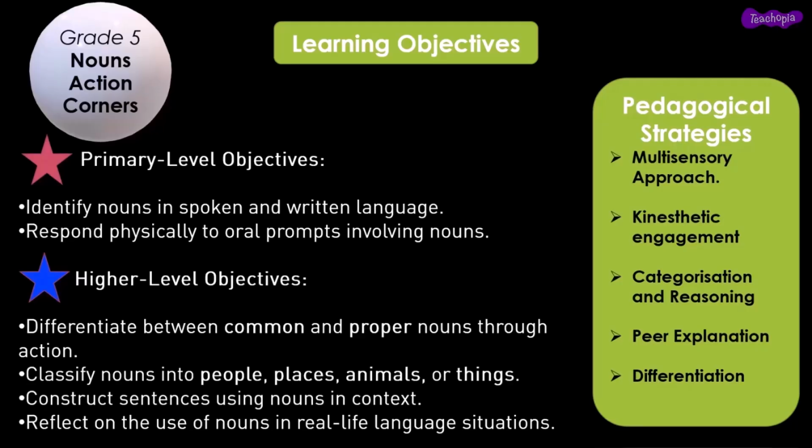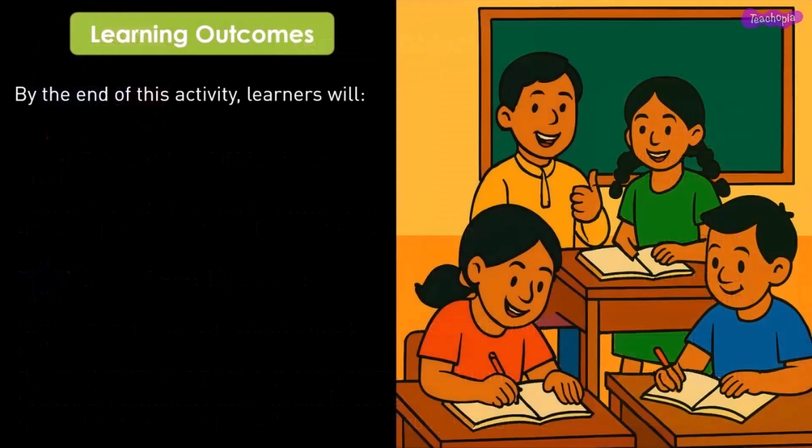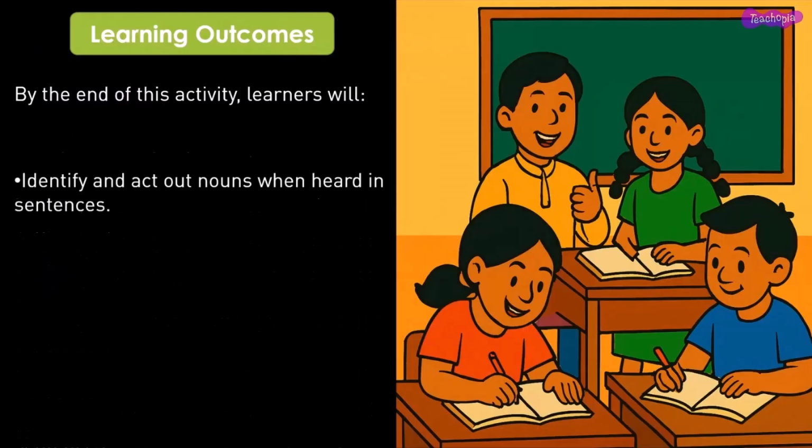The strategies included are the multisensory approach, where hearing, that is listening to nouns, movement through physical response, and seeing the flashcards constitute this approach. TPR and kinesthetic engagement increase memory retention. Categorization and reasoning encourage higher order thinking. Peer explanation builds metacognitive skills. Differentiation, visual and verbal supports help diverse learners.